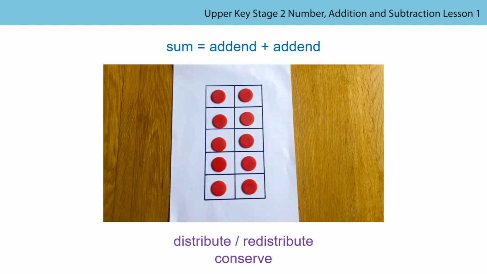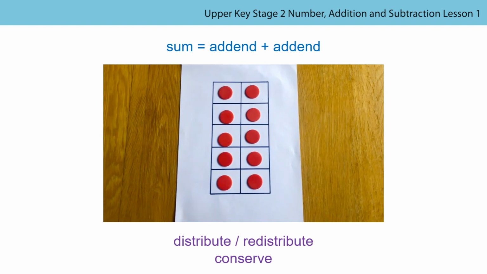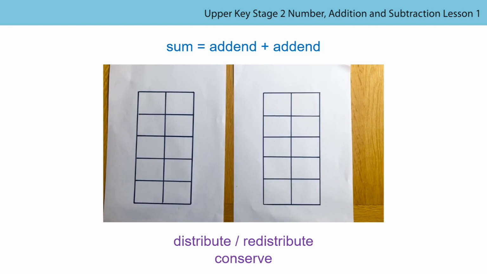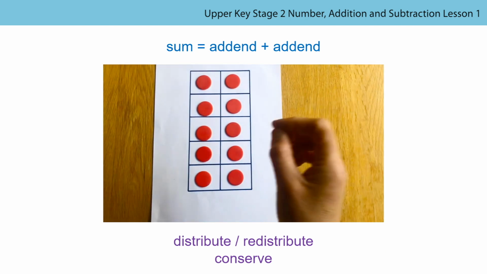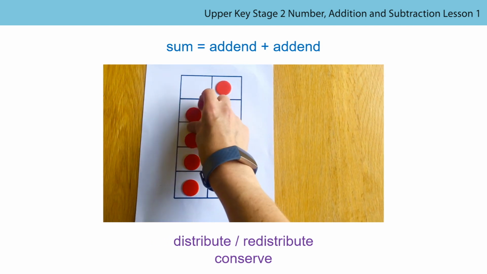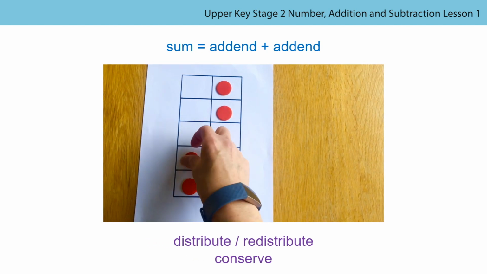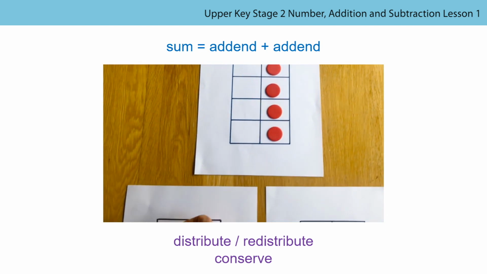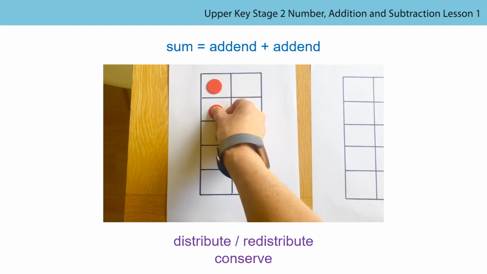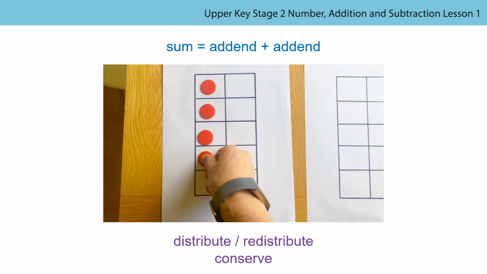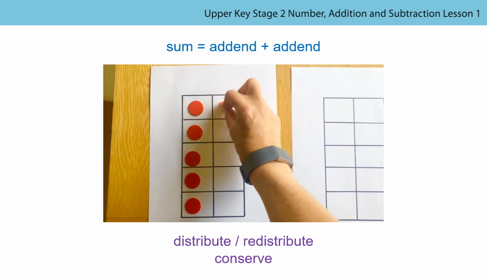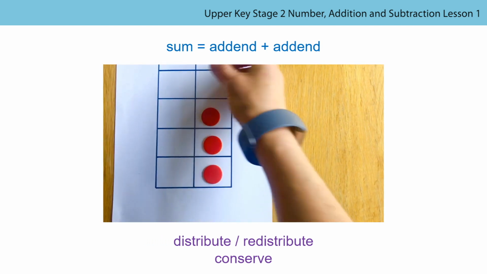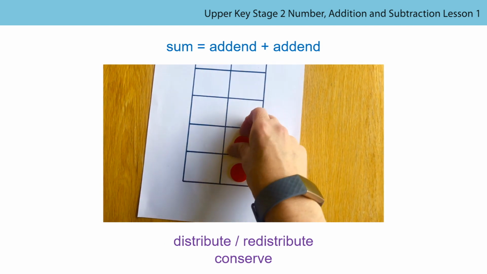But I'm going to distribute this sum now across two tens frames, which are going to represent my two addends. So let's go back up here. Now I'm going to take 6 of my counters. So from my sum, which is still 10, I'm going to take 6. And you can see that there are 4 left. And I'm going to place them on this tens frame here. So I'm distributing my sum into 6, and then back up here, my 4 counters.